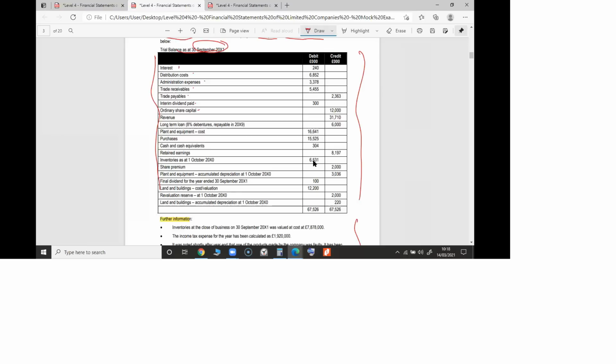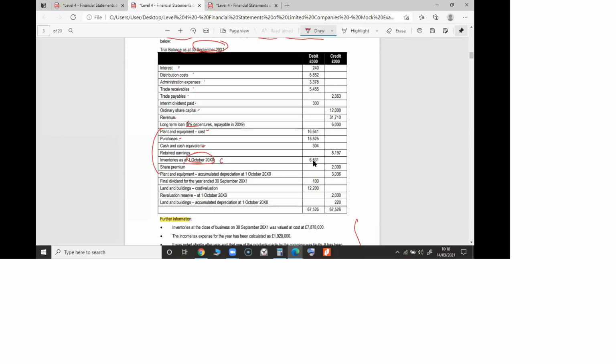Share capital goes into equity. Revenue, in your SPL. Long-term liability is their loan, 8% debenture. I can say 8% is the interest. Plant and equipment, the cost, but the accumulated depreciation must be given somewhere at the bottom here. Normally they give it just right after, but here they give it at the bottom. Okay, no matter, not a problem. Accumulated depreciation. This is task 2. Purchases are SPL, definitely. Cash, retained earnings, inventory.